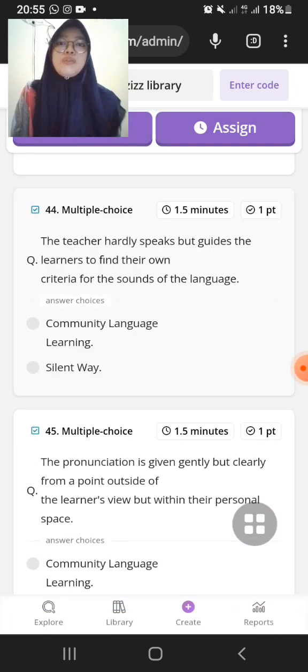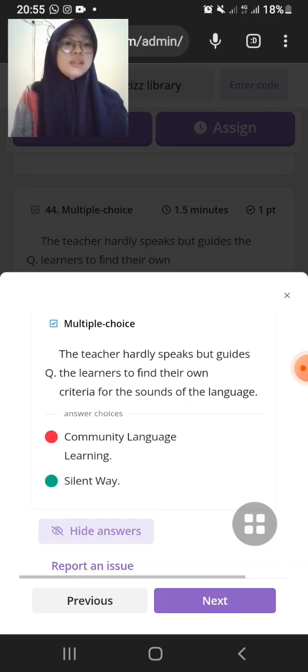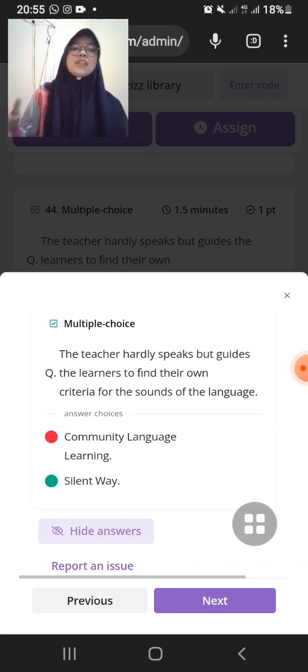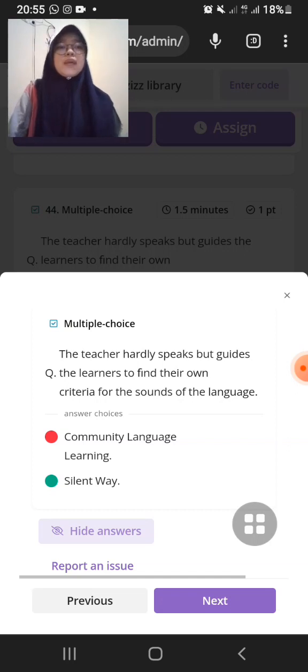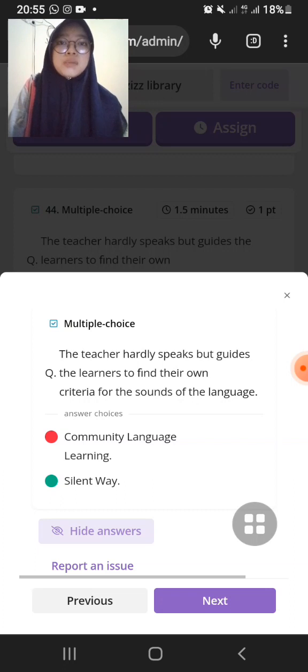Question number 44. The teacher hardly speaks but guides the learners to find their own criteria for the sounds of the language. The answer is silent way. Because the silent way is based on the premise that the teacher should be silent as much as possible in the classroom, but the learners should be encouraged to produce as much language as possible.